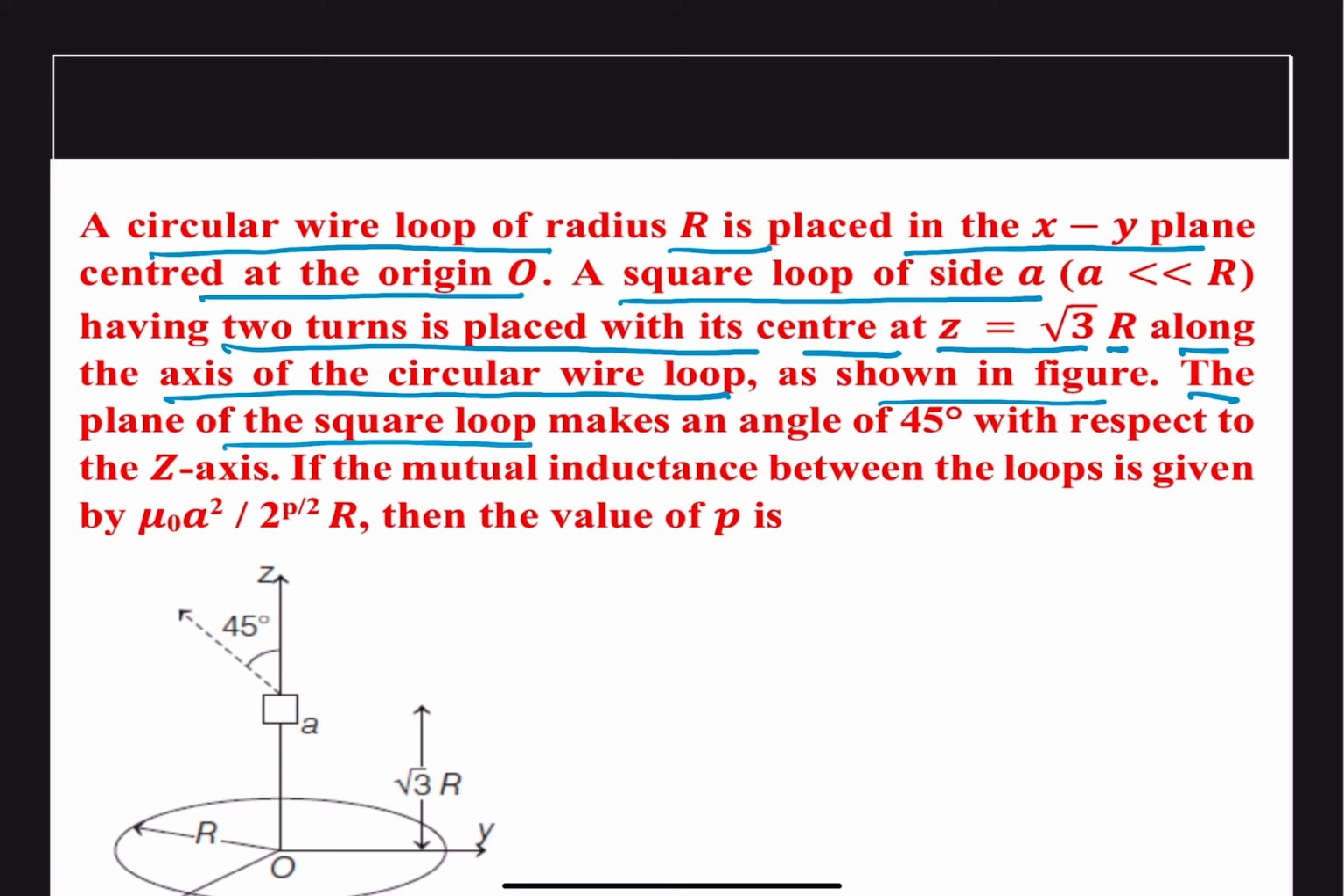The plane of the square loop makes an angle of 45 degrees with respect to the z-axis. If the mutual inductance between the loops is given as mu naught A square 2 raised to the power p by 2 multiplied by r, then the value of p is.